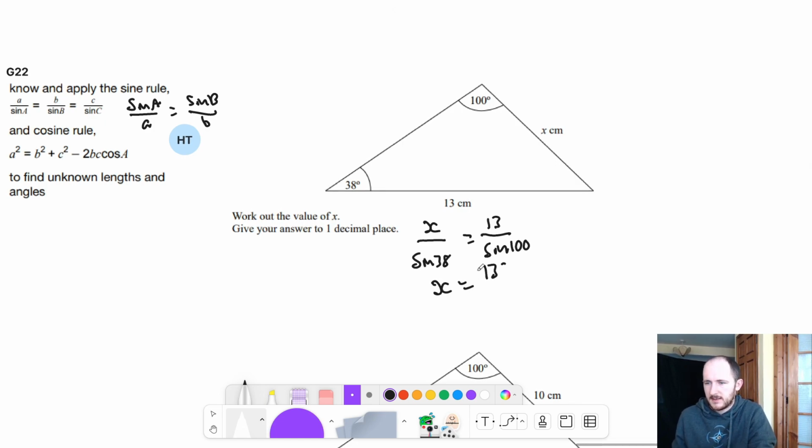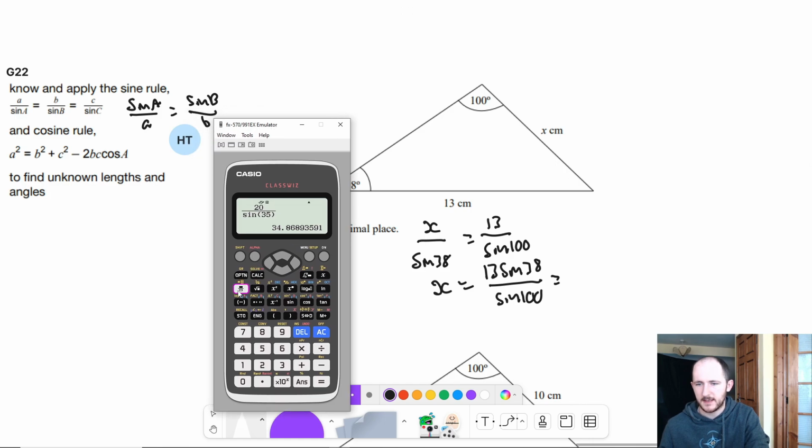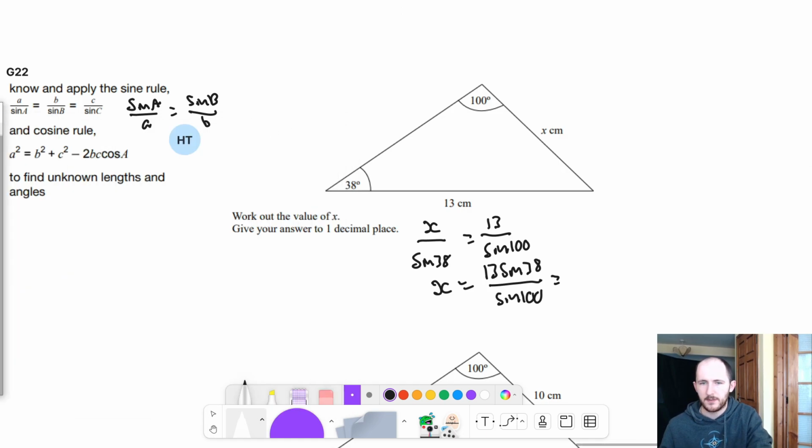And that would just be 13 sine 38 over sine 100. Okay, and you'll enter that on your calculator. Again, remember to always use brackets and things like that. So we have 13 sine 38. It actually opens brackets for you, so that's nice. Over sine 100. That gives 8.13 centimeters. Well, it actually says to one decimal place, so 8.1 centimeters.